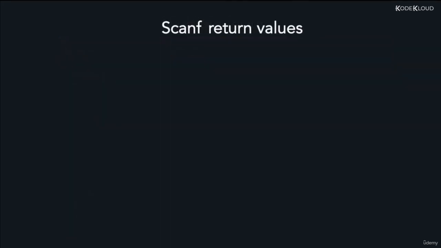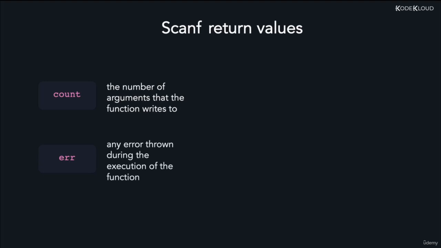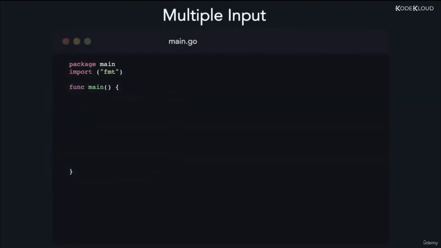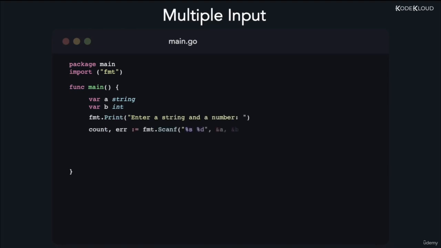So the fmt scanf function returns two values: count, which is the number of arguments that the function writes to successfully, and the error, which is any error that's thrown during the execution of the scanf function. And we'll be using this information to see what errors can be caused while taking input from the user. So let's take an example. Here we declare two variables of type string and int. Then we're going to write a scanf statement to take two inputs, one of string type and another of integer type. Over here, we have written correct format specifiers and we have specified our arguments correctly.